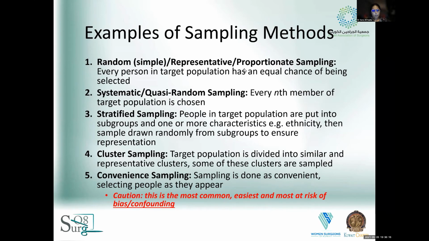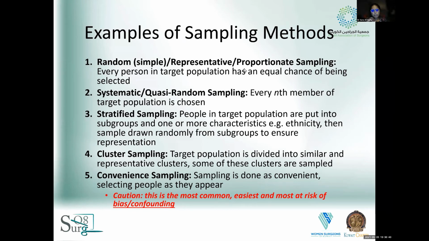Once you decide how you're going to define your population, how you exclude them and include them, you might still have a big sample size. So you need to narrow it down further, and there are different methods of sampling, okay? Let's say I'm going to look at adult patients with acute appendicitis in Kuwait. Okay, it's still too big. So what can I do? You'll have to pick a sampling strategy.